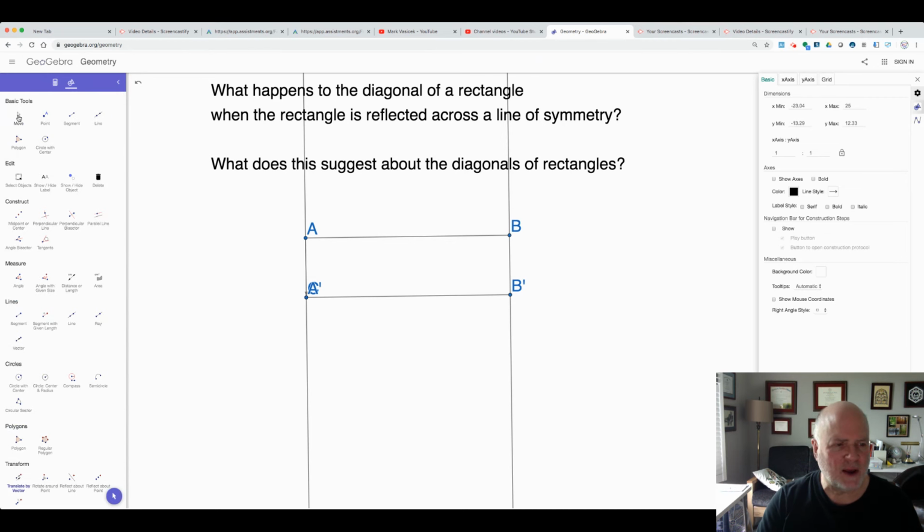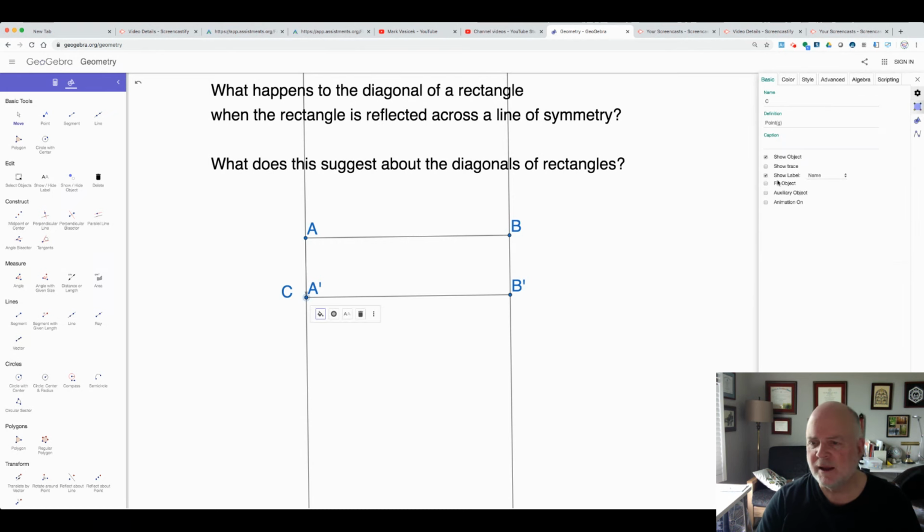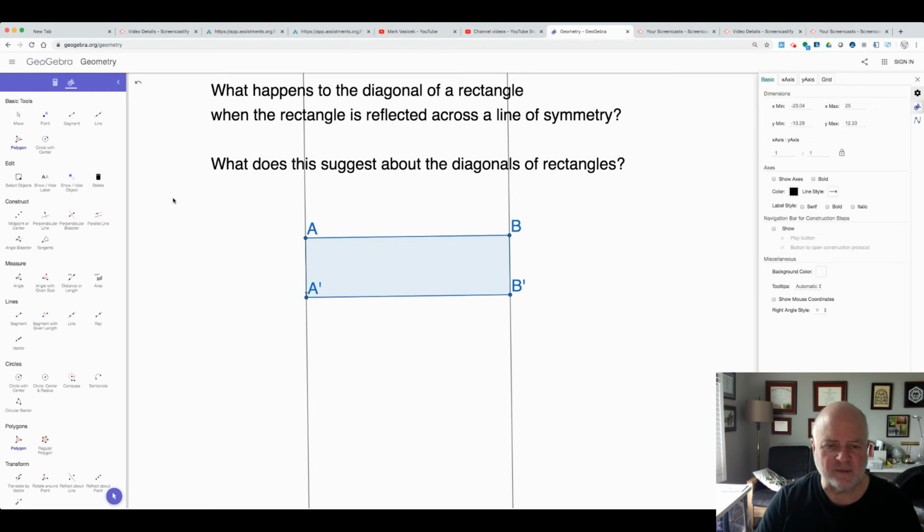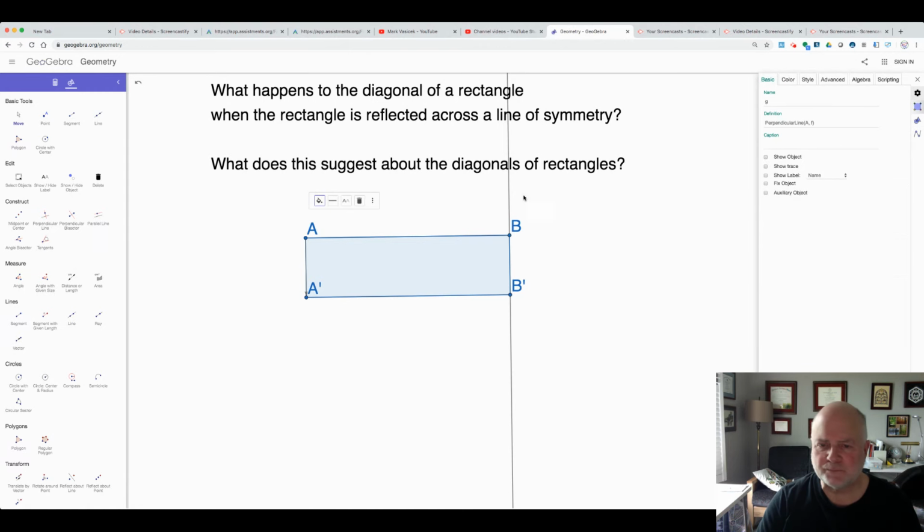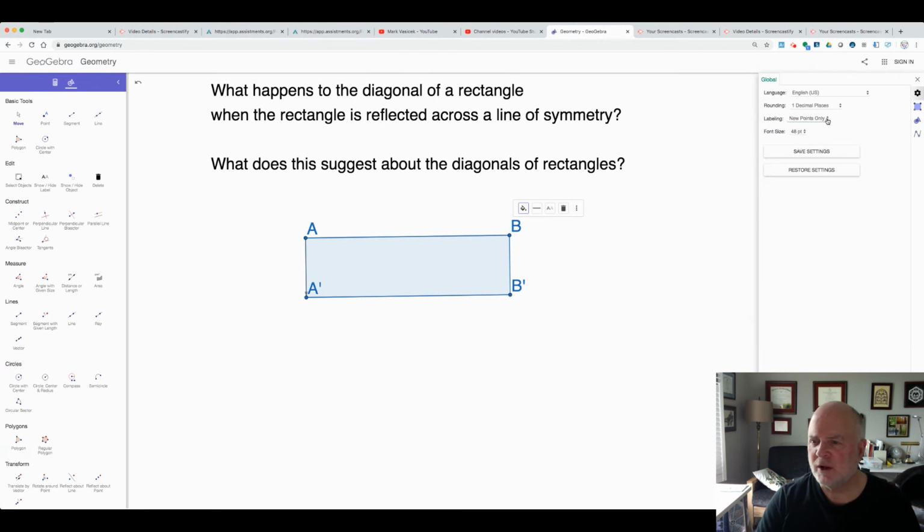And now I will also make this a rectangle and hide the extraneous lines. So I don't need this point. I can hide this. And I can also take my polygon tool, go from A prime to A, B, B prime. And this makes my rectangle. I can hide these two lines. Don't need to see them. And I don't need to see any other points. So I'm going to use my tool over here and show no new objects.